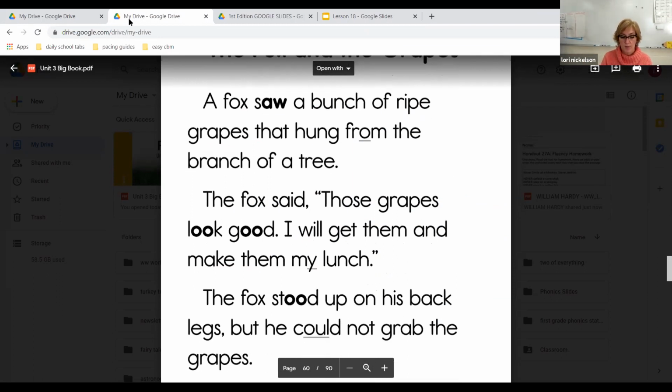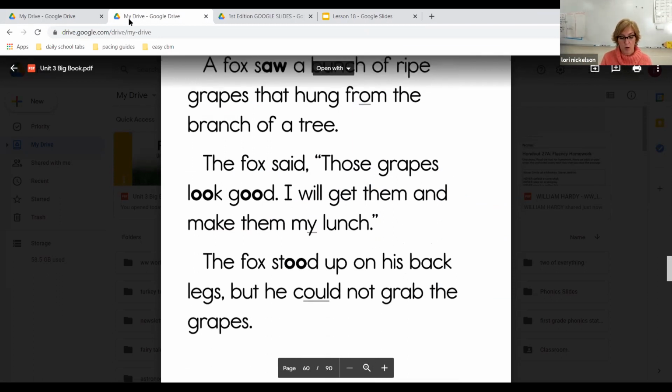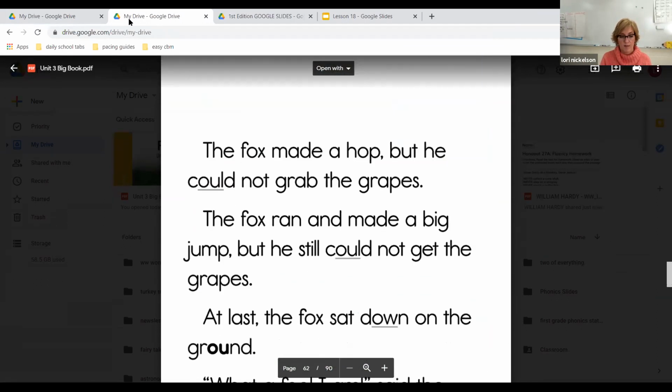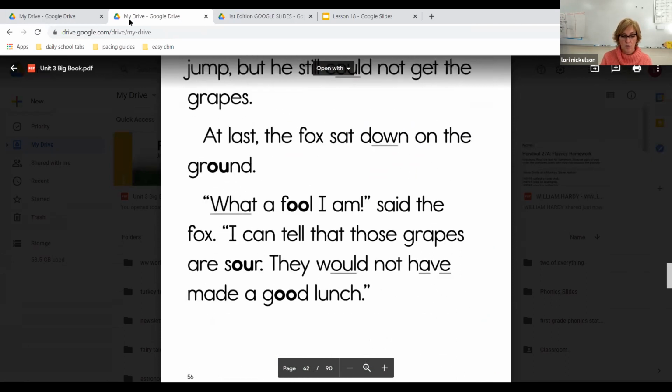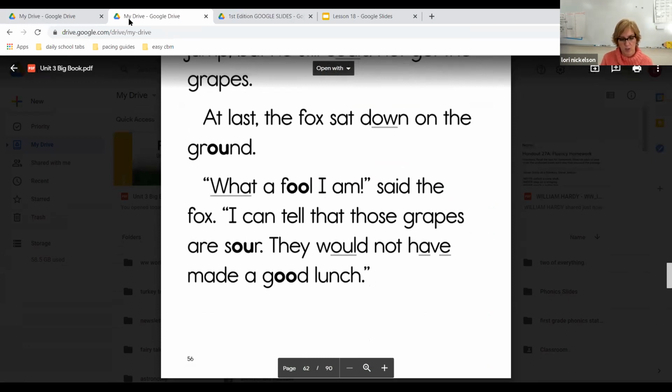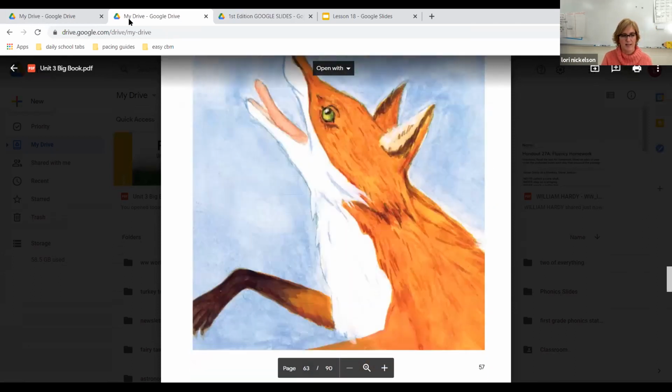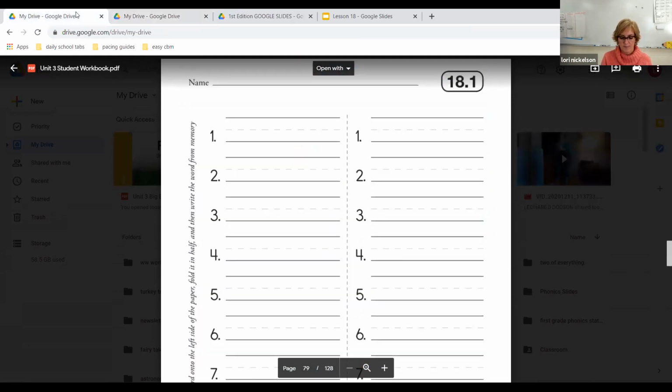The fox stood up on his back legs, but he could not grab the grapes. The fox made a hop, but he could not grab the grapes. The fox ran and made a big jump, but he still could not get the grapes. At last, the fox sat down on the ground. "What a fool I am," said the fox. "I can tell that those grapes are sour. They would not have made a good lunch." And there's the fox. All right, so let's look at our worksheet.